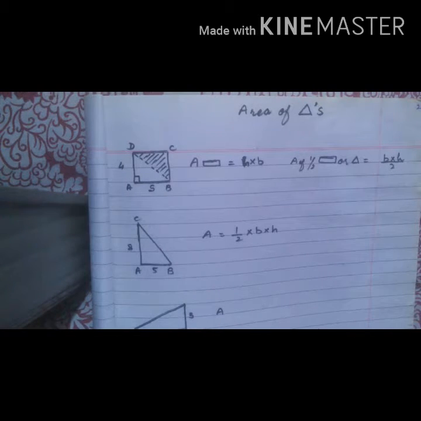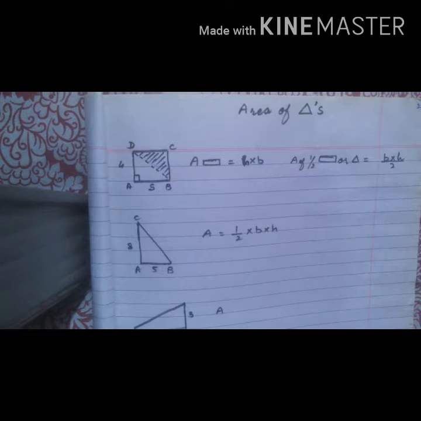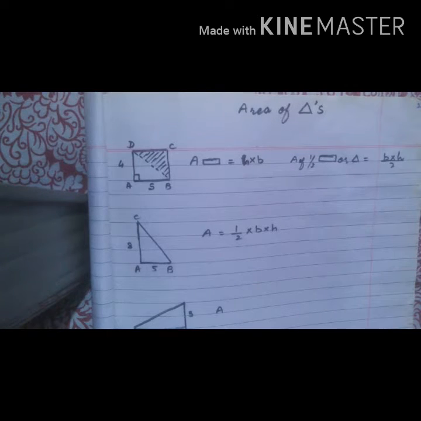So first of all, if you look at the first figure, which is a rectangle, its name is ABCD. Half of the portion of this rectangle is shaded and half of it is not shaded. The side ABD is not shaded. If you observe the side ABD, you can see that AD is 4 units and AB is 5 units.